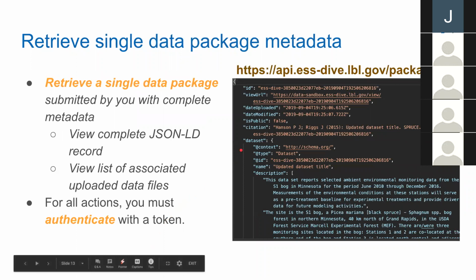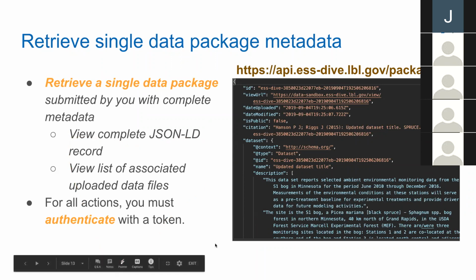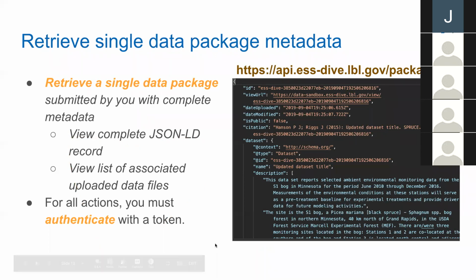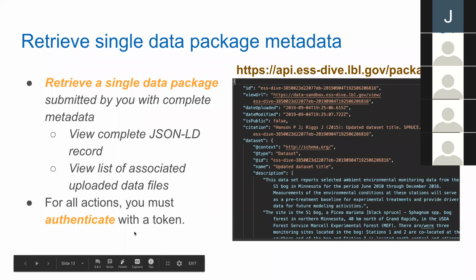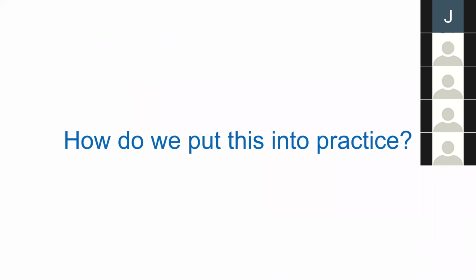And finally, you can retrieve a single data package. We've recently updated this with the ability to view the complete JSON LD metadata record. So you can see everything that you've submitted in that original submission. Whether that's via the API or via the UI, you're able to access that via the API. You can see all the data files associated with that, which is very useful. Maybe you realized you forgot one and use the update. So this is all great information, of course, but how do we actually put this into practice?